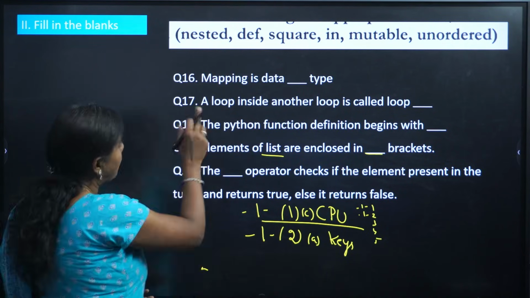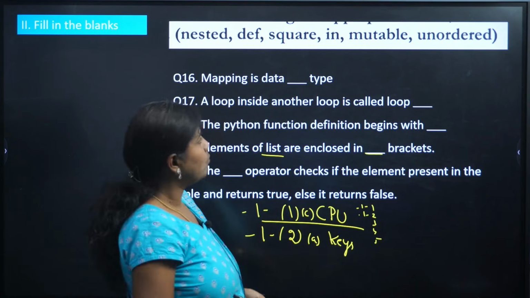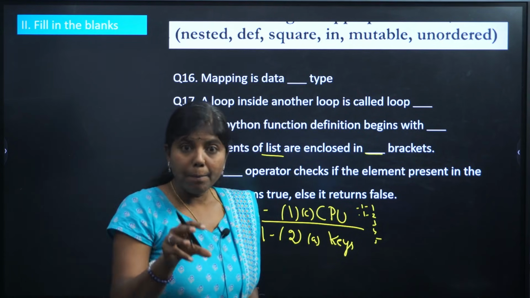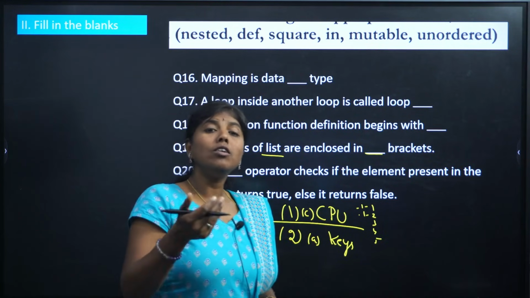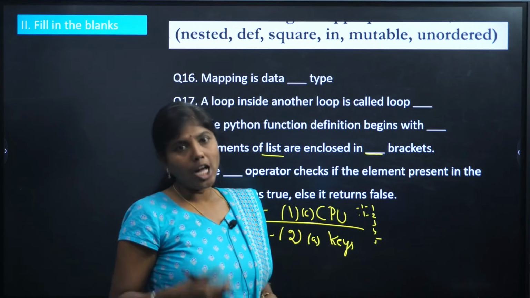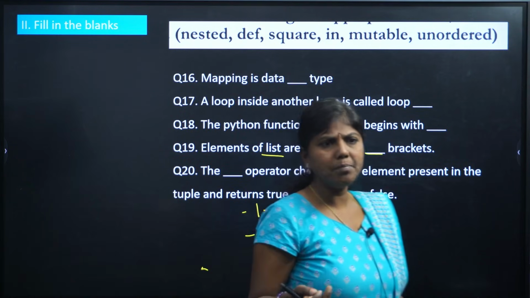So what is it? Mapping is dash, mapping is a dash data type. What kind of data type is it? Mapping means dictionary, dictionary means what? It's going to be an unordered data type. Unordered data type means what?